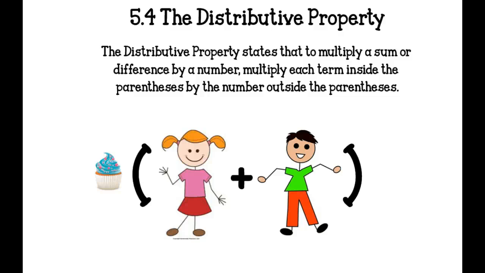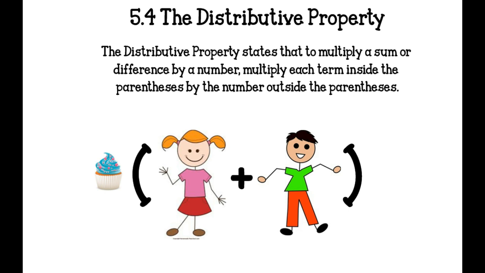5.4 is the distributive property. The distributive property states that to multiply a sum or difference by a number, multiply each term inside the parentheses by the number outside the parentheses. Below I have a little cartoon, and this is the way that I always describe the distributive property. I think it helps people to remember it.